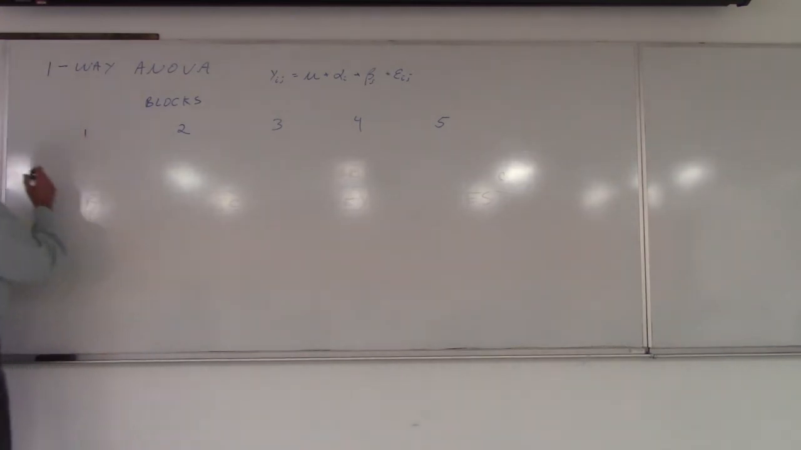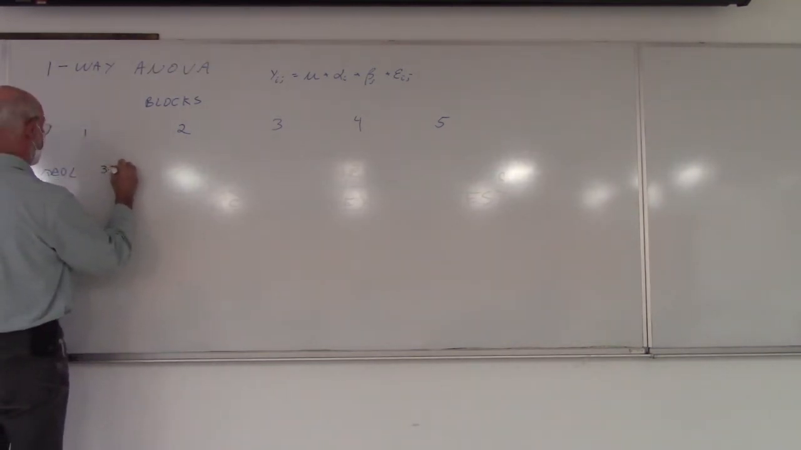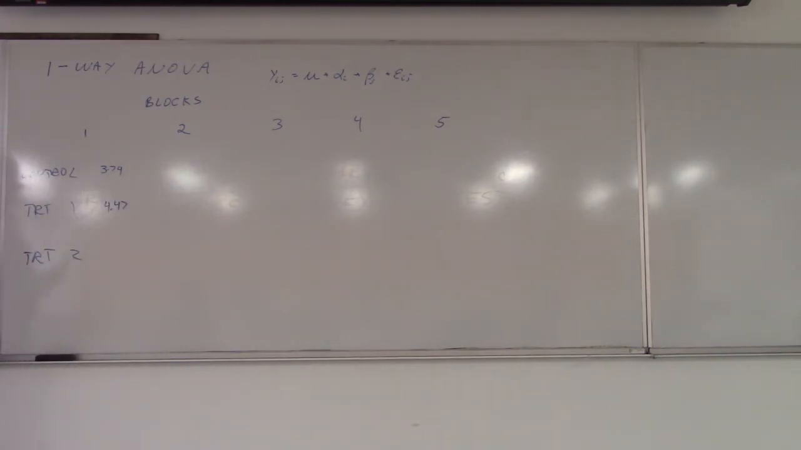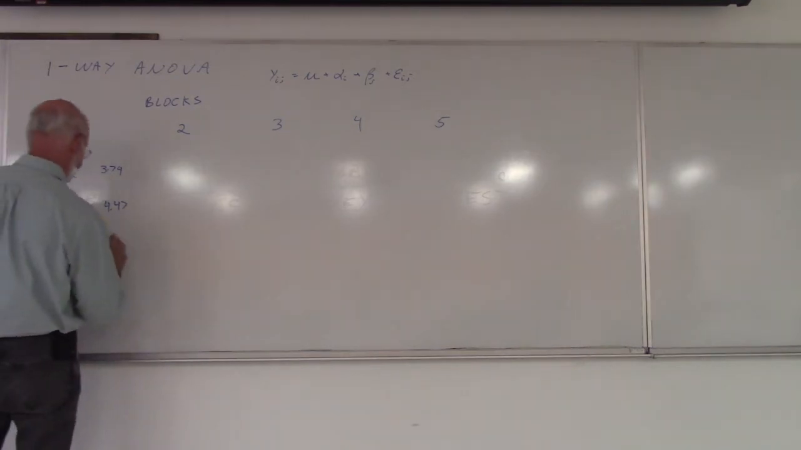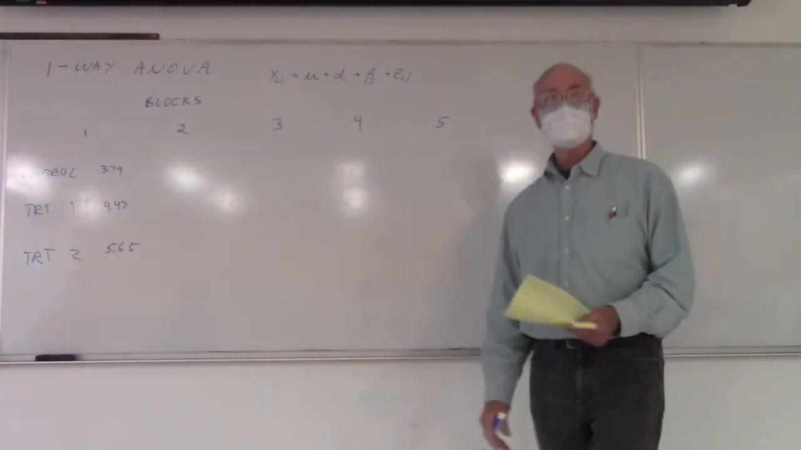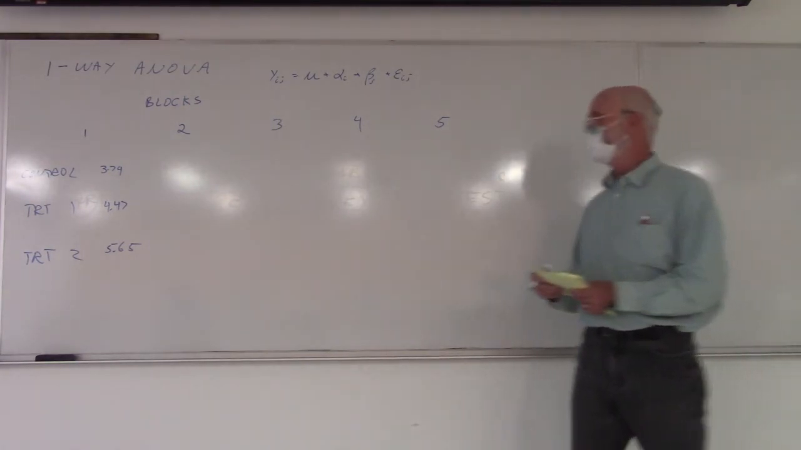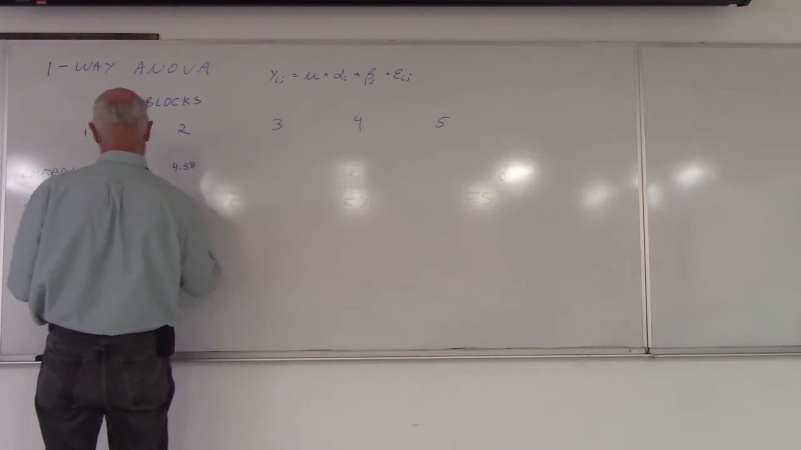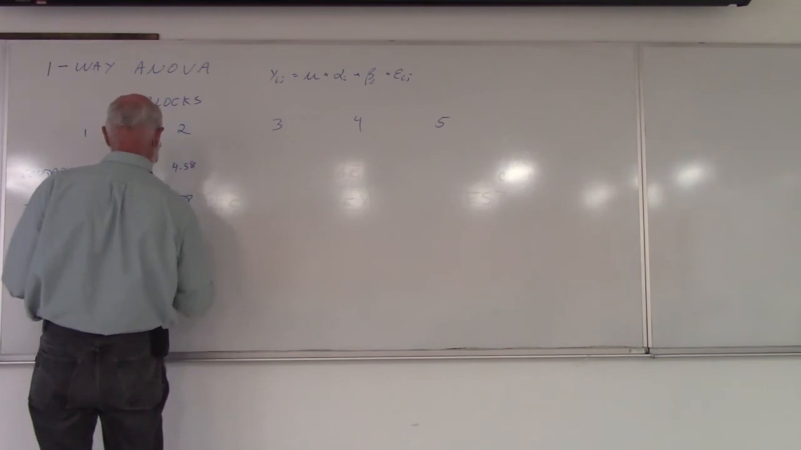So we have a number of treatments. We have a control. We have treatment one, and we have treatment two. Okay? And the numbers are 3.74, 4.47. These data are already on the webpage, so you don't have to write them down. Okay? And then 5.65. And you'll be guaranteed that the numbers are right. Okay, I've double-checked them, triple-checked them, quadruple-checked them. The numbers on the spreadsheet are good. 4.58, 6.78, and 7.00.